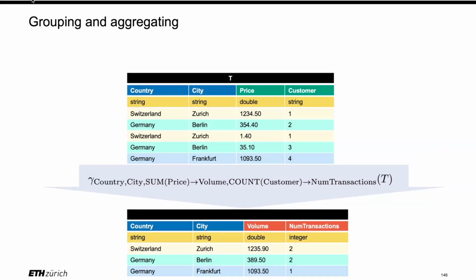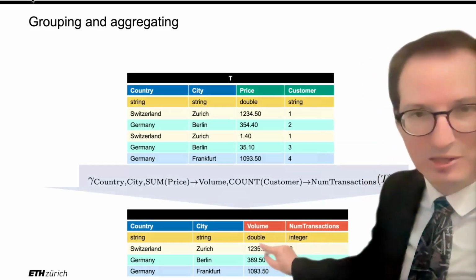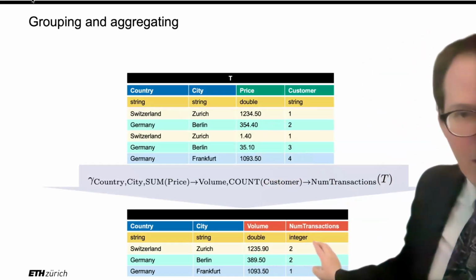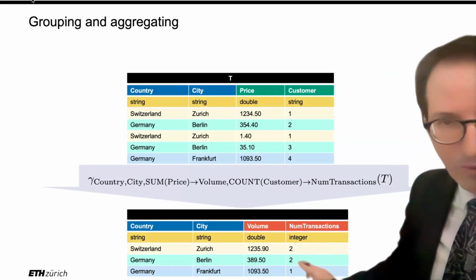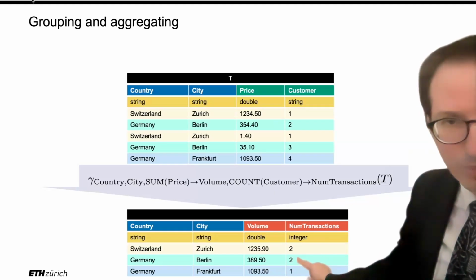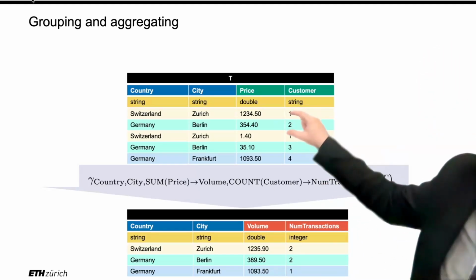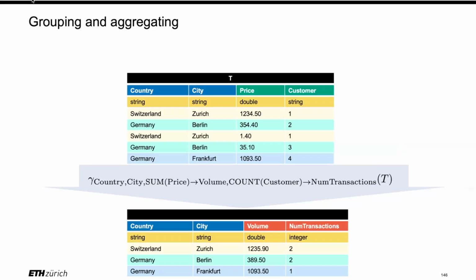You see, I had 3 groups of distinct country and city. So that gives me 3 records in my results with the 3 groups. And then in volume, I have the sum. So this, for example, is the sum of these 2. And then in here, I have the count. I had 2 in this group, 2 in this group, and 1 in this group, right? Who agrees with the results? Right, very good.